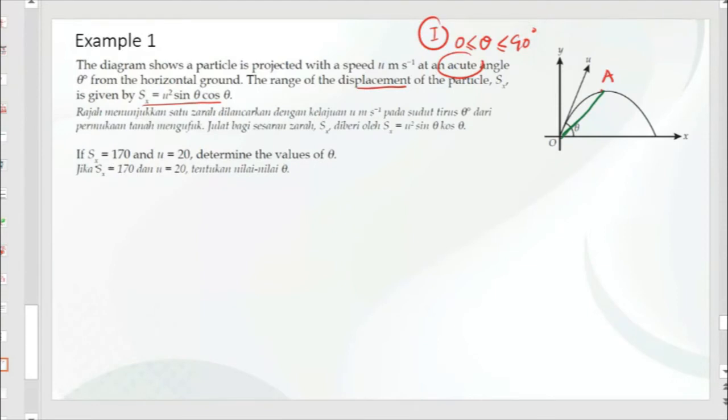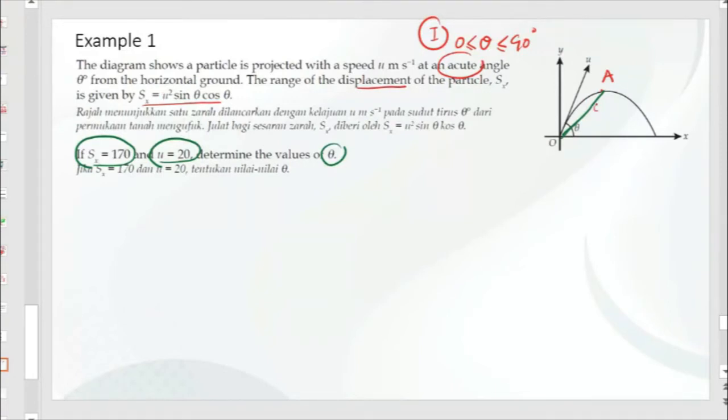Okay, so now I give you, if x equal to 170 and u equal to 20, find the value for theta. Then how are we going to do this question? So we do it one by one. We write down the formula given first. This is the formula given.